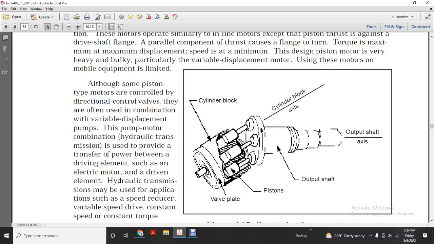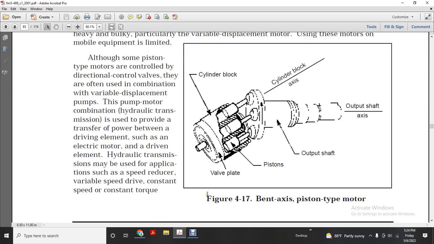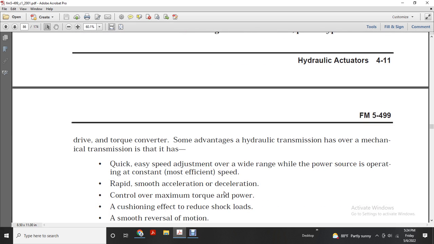Although some piston type motors are controlled with a directional control valve, they are often used in combination with a variable displacement pump, a pump and motor combination forming a hydraulic transmission. It provides a transfer of power between the driving element, such as an electric motor, and the driven element. Hydraulic transmission may be used in applications such as speed reducer, variable speed drive, constant speed, constant torque. Figure 417 shows the bent axis piston motor: output shaft axis, output shaft, cylinder block axis, piston, valve plate, cylinder block. Drive and torque converter.